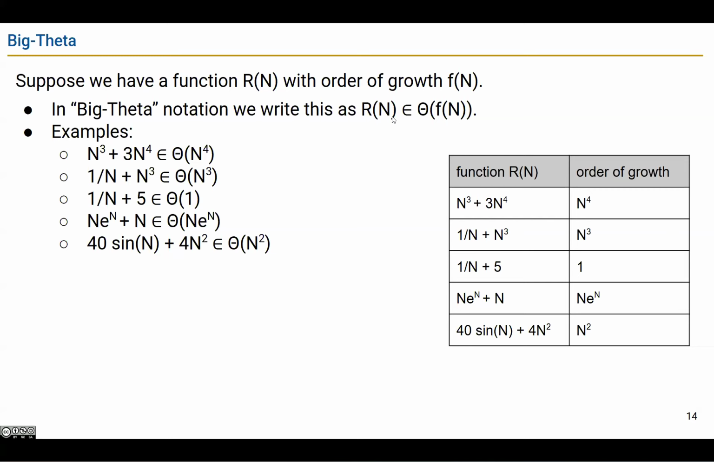This ∈ symbol is the notation for a set containing an element. So this thing here, theta f of n, is a set of functions. And we're saying that R of n is contained within that set, is an element of the set.